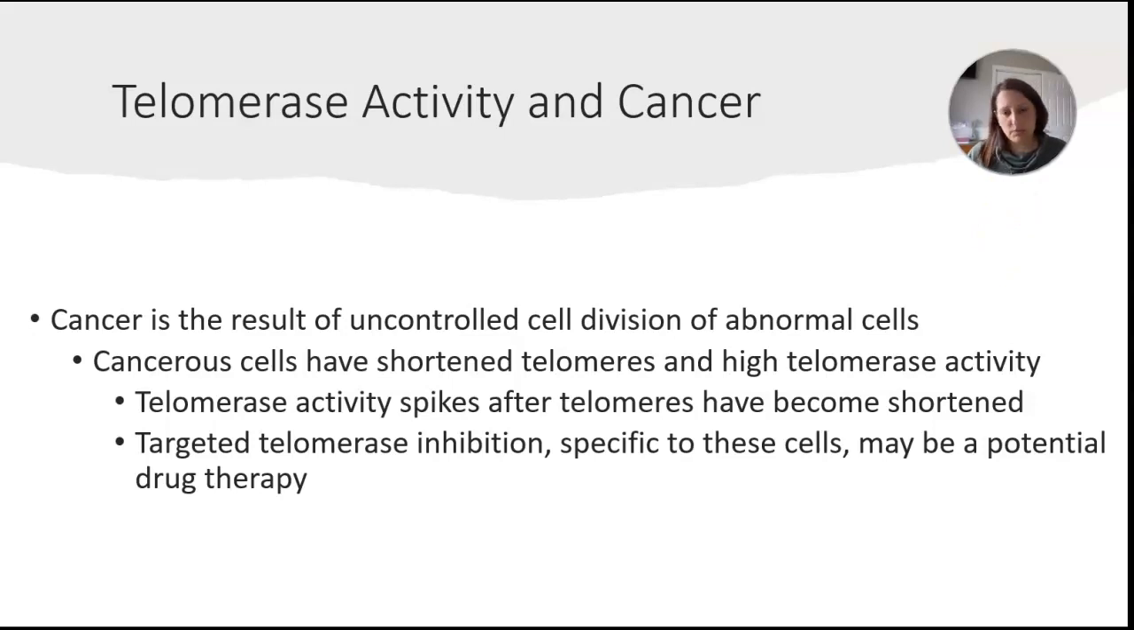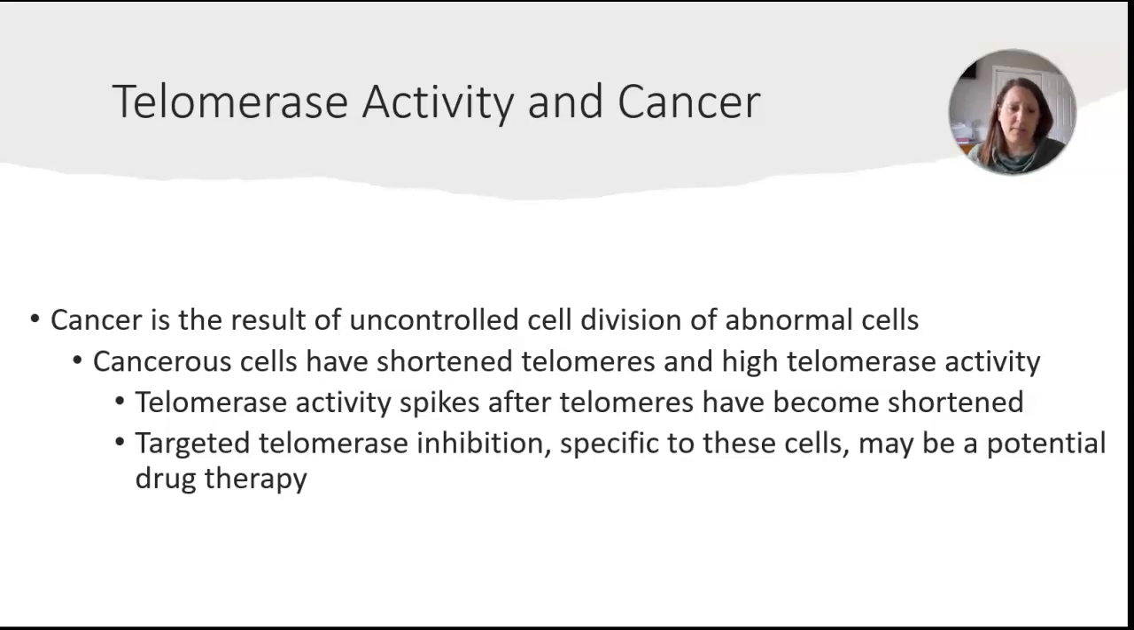And so briefly, I'll give you a brief summary of what cancer is. Cancer is the result of uncontrolled cell division in abnormal cells. So these cells, something's wrong with them, and they continuously divide and divide and divide, and they don't stop. Okay? There's obviously more to cancer than just that, but that's a brief summary. And so what we found when we look inside of cancer cells is that the chromosomes inside of cancerous cells have shortened telomeres. So they've lost ends of their chromosomes. But they also have high telomerase activity, which is really weird.